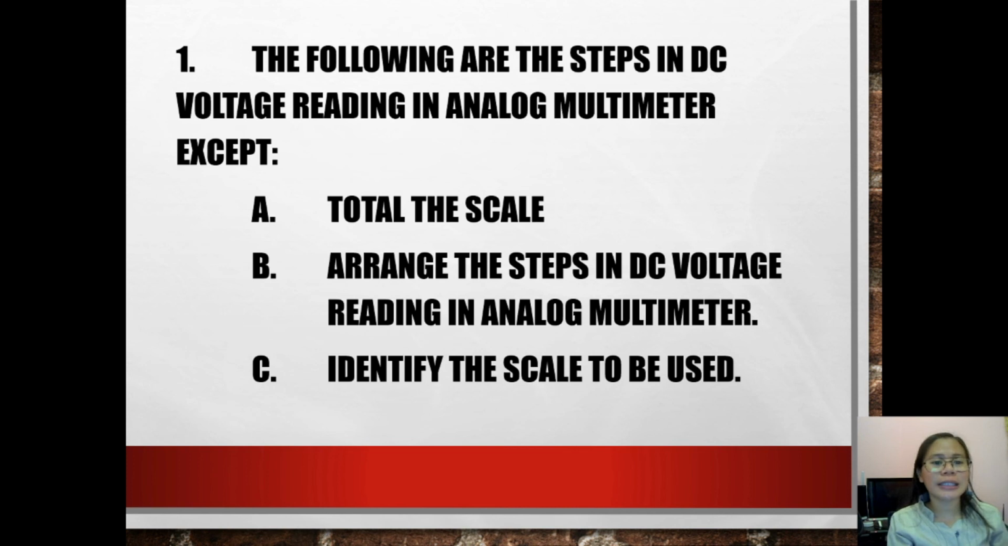Number 1. The following are the steps in DC voltage reading in analog multimeter except: A. Total the scale. B. Arrange the steps in DC voltage reading in analog multimeter. C. Identify the scale to be used. Again, the following are the steps in DC voltage reading in analog multimeter except: A. Total the scale. B. Arrange the steps in DC voltage reading in analog multimeter. And C. Identify the scale to be used.